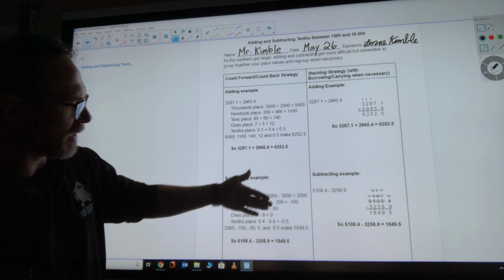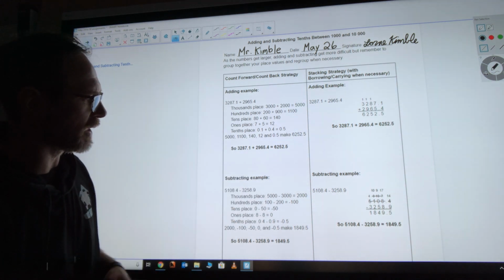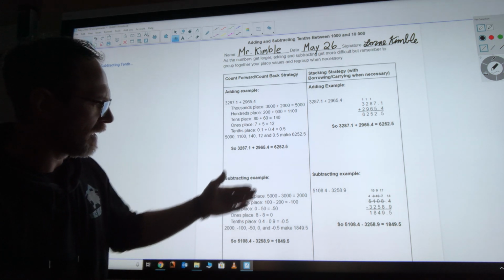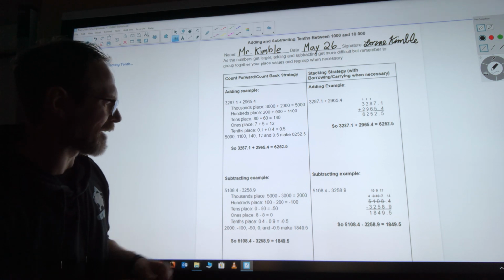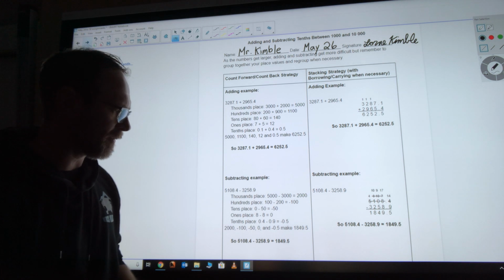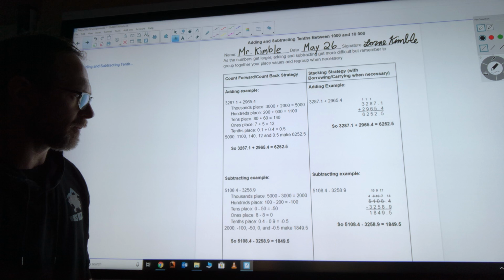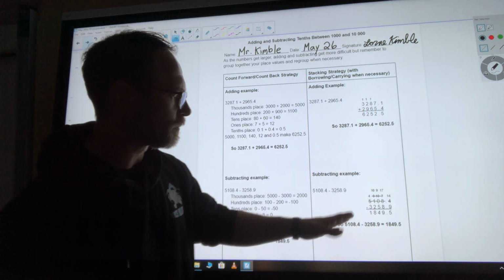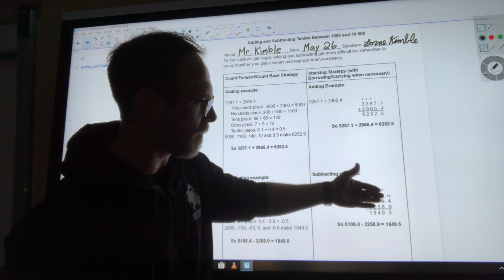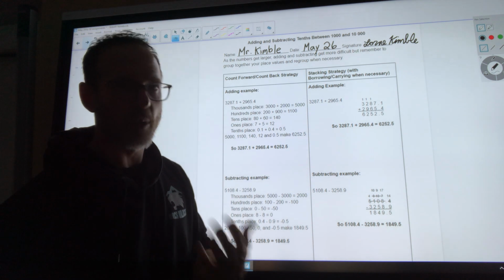So then if I count those back, I have 2,000 minus 100, which is 1,900, minus 50, which is 1,850, minus 0, which is still 1,850, and take away a half, or 5 tenths, and I'll have 1,849.5. If I'm stacking these, remember, you have to have everything lined up, and then the top number has to be bigger than the bottom number, or we have to borrow.